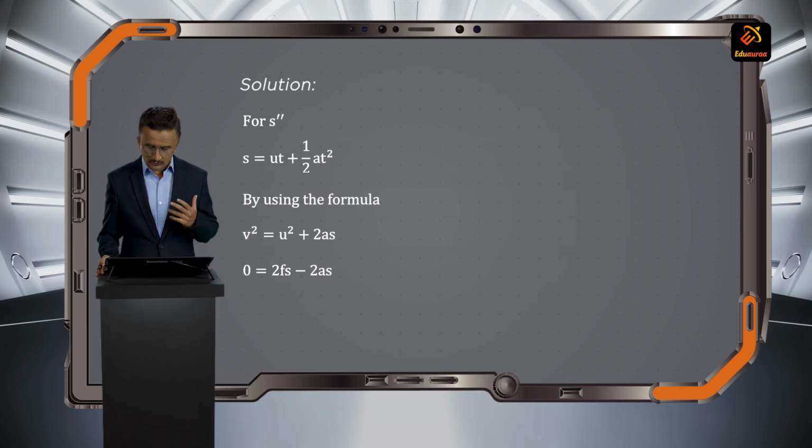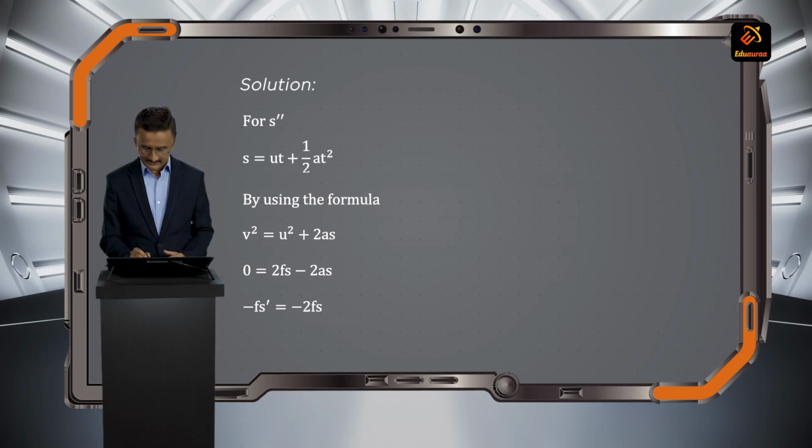So the square becomes 2fs plus 2a. A is f by 2, but the sign is negative. Why? Because it is the retardation, into s. So 2, 2 get cancelled. So now I can rearrange the things.